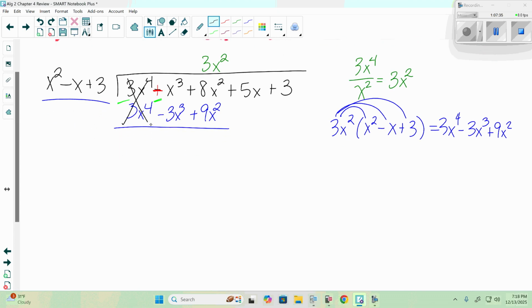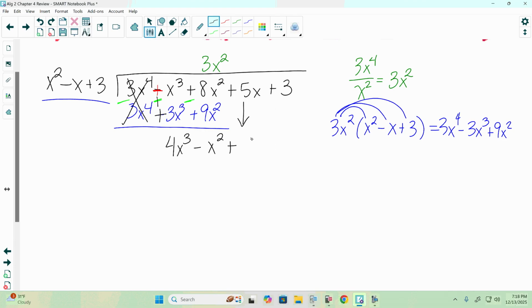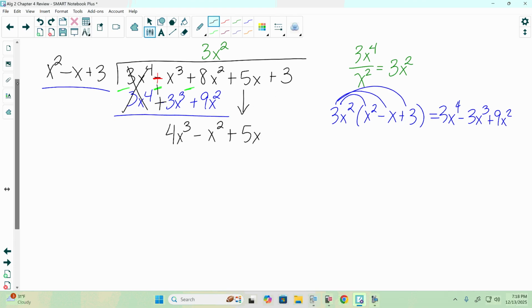3x to the fourth minus 3x to the fourth is still 0. x cubed minus negative 3x cubed. Again, the negative and negative make a plus. x cubed plus 3x cubed is now 4x cubed. 8x squared minus 9x squared is still negative x squared. Bring down our plus 5x. So that one value is going to change everything.